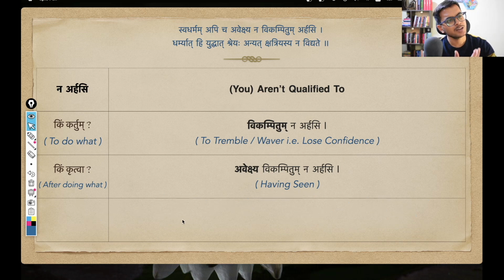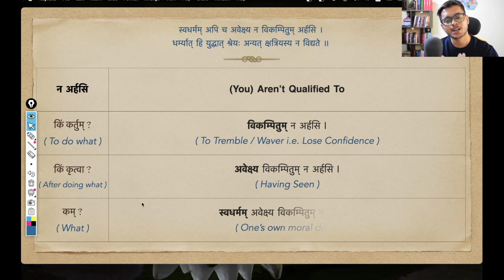So basically Arjuna must have seen something and then he began to lose confidence. That is why Krishna is saying that after seeing whatever he saw, you aren't qualified to lose your confidence. That is what Krishna is saying. But now let us inquire about what did he see. That kam avekshya.